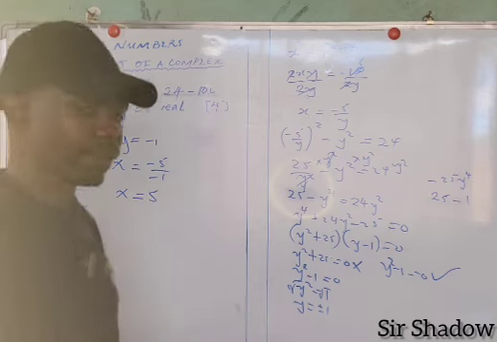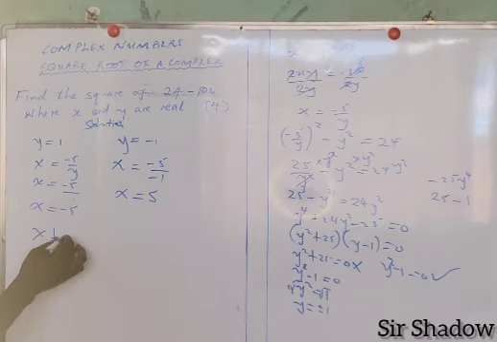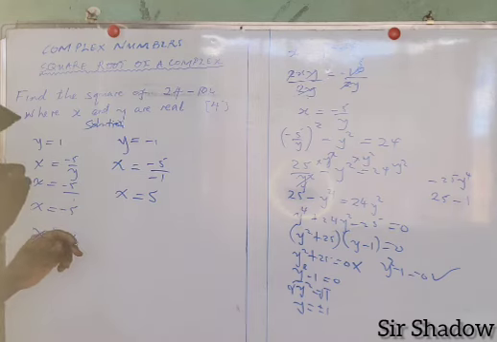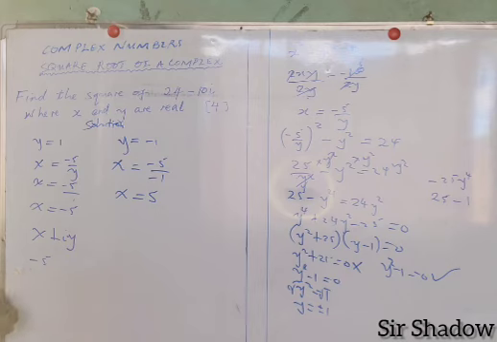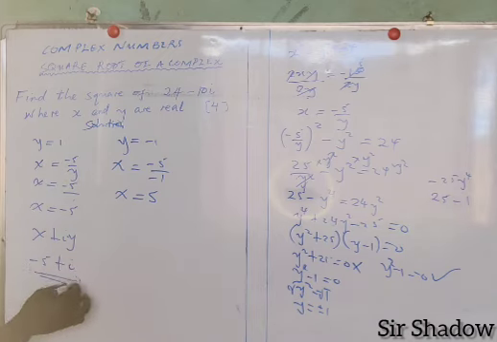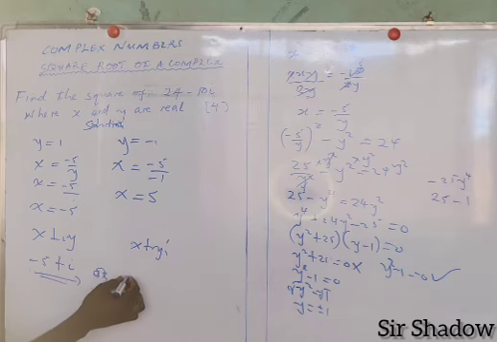Now we have the values of x and the values of y, right? So let's write them in the form x plus iy. When y is equal to 1, x is equal to minus 5. So we have the first one, minus 5 plus i. Remember, x is the real part, y is the imaginary part. Or we also write in this form: x is 5, y is minus 1, so 5 minus i.